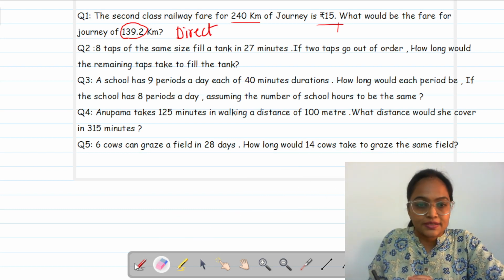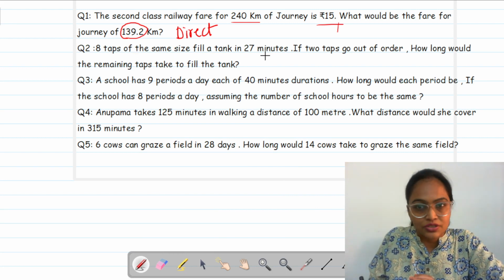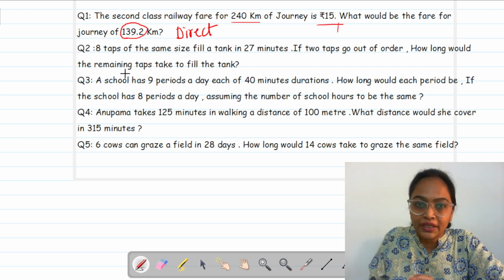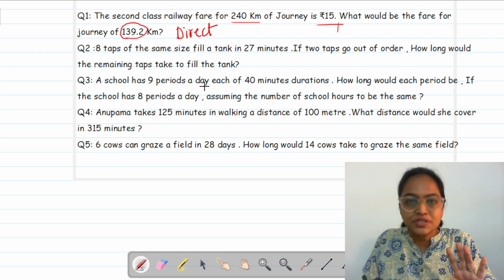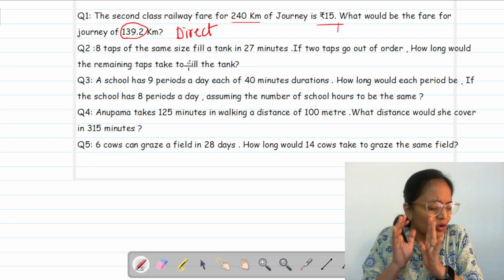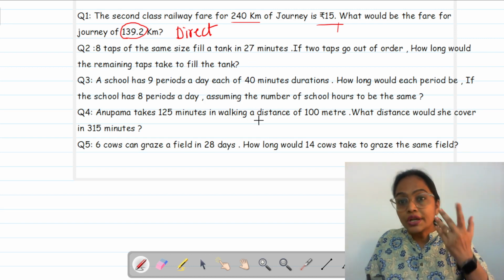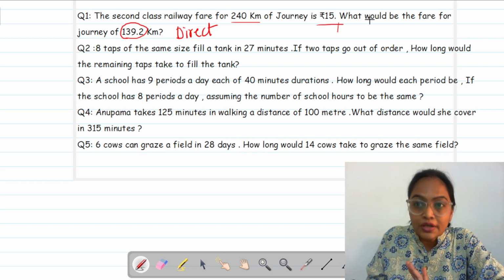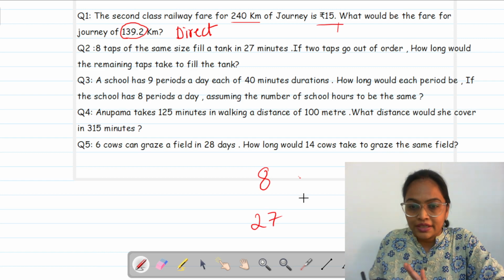Now the second case: 8 taps of the same size fill a tank in 27 minutes. If two taps go out of order, how long would the remaining taps take to fill the tank? It means there are 8 taps of the same size, and they fill the tank in 27 minutes. Now two taps go out of order, meaning they are not working now. Now we are left with 6 taps only.